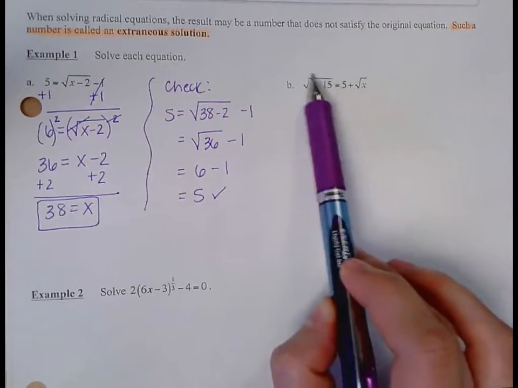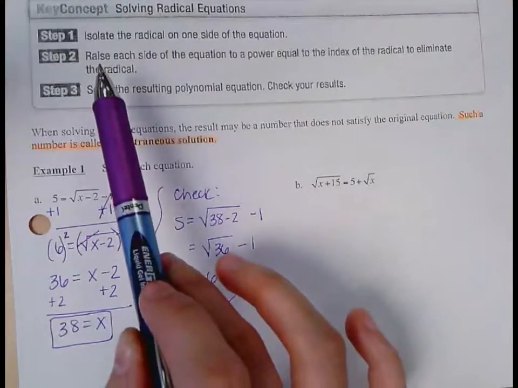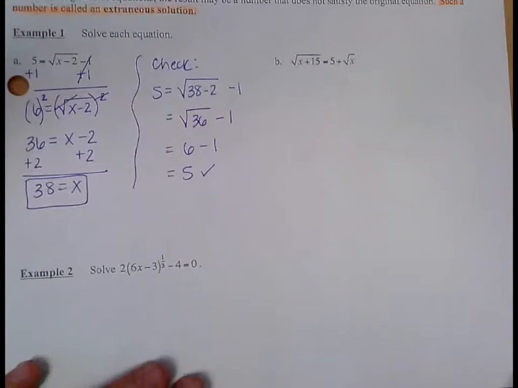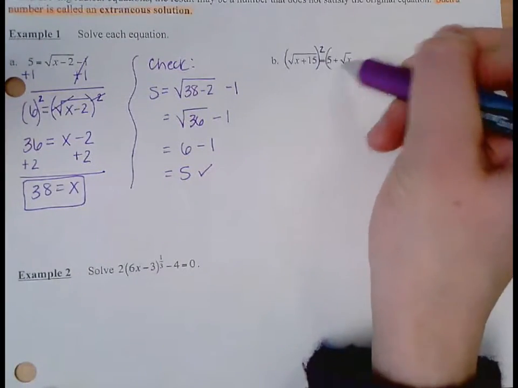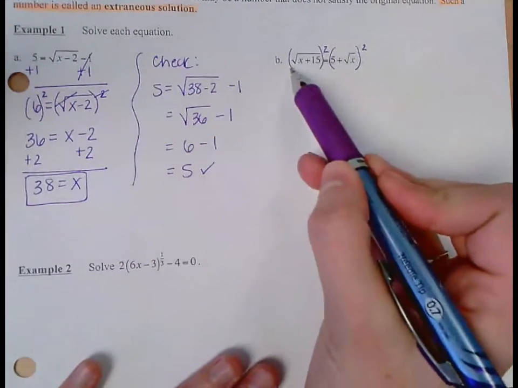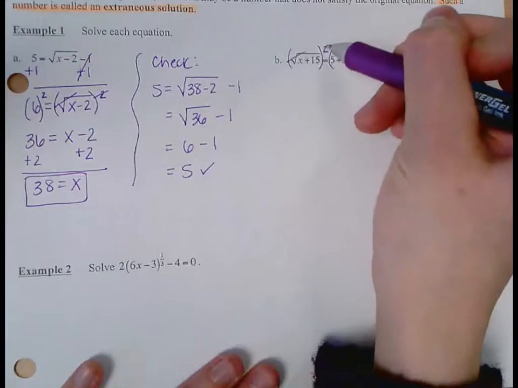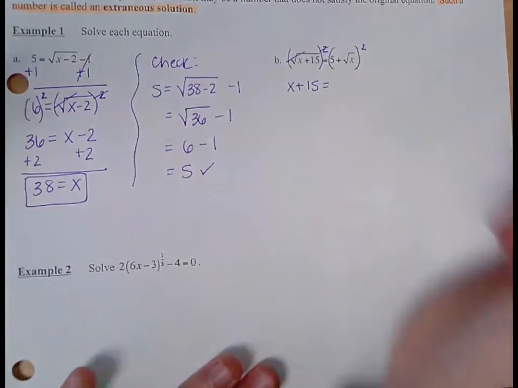So if we already have one of the two radicals by itself, we can then go on to the second step to get rid of the radicals. So to get rid of the square root, I want to square both sides. On the left side, square root and the square just cancel. I have x plus 15.